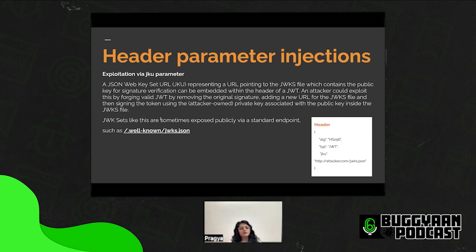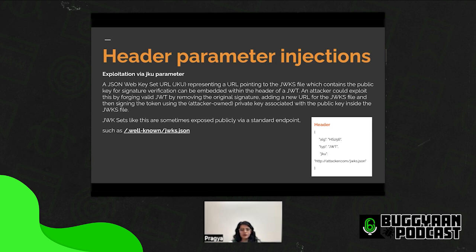Sometimes JWK sets are exposed publicly via a standard endpoint. This is a standard endpoint where applications usually store the JWKS file, that is the public key. So if ever you are working on an application, doing some directory traversal or something, you can also look for this path. This might be exposed. So that's exploitation via the JKU parameter.